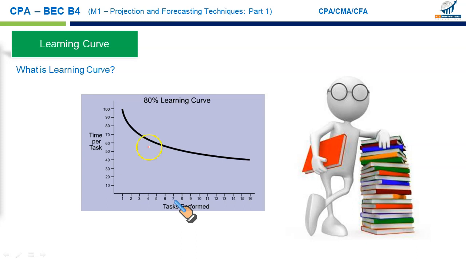Now let's take this example. You produced the first unit and it took you 100 hours, let's say. When the two tasks were performed, the average time fell to 80. When the output was doubled to 4, it fell to 64. So as you can see, as the task is being performed repetitively, the time taken will be progressively shorter than the time you took in the previous level of production. This is called learning curve. Good thing is that in most of the questions you will be given the learning curve percentage, but if you may be required to calculate it, it's not very difficult.